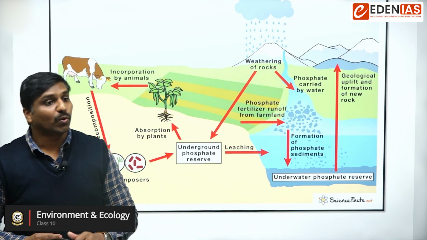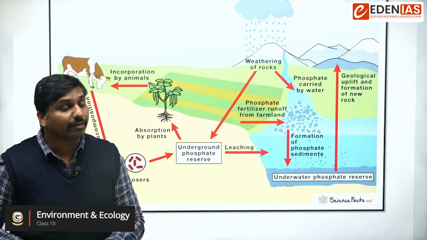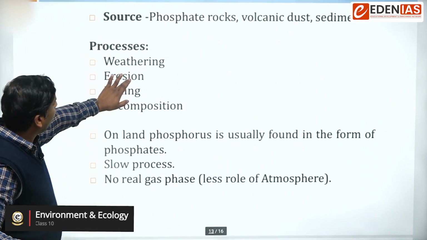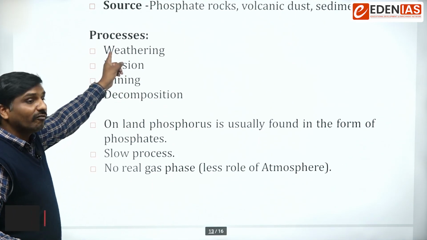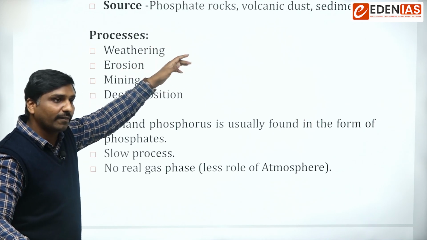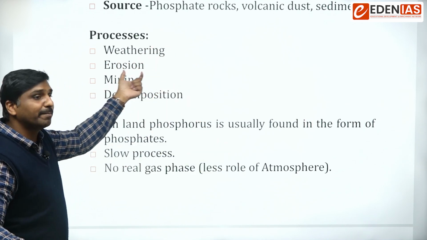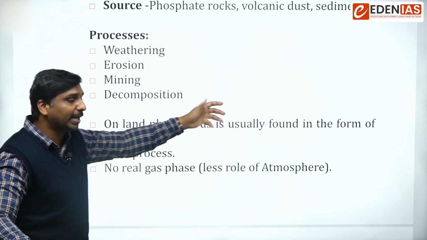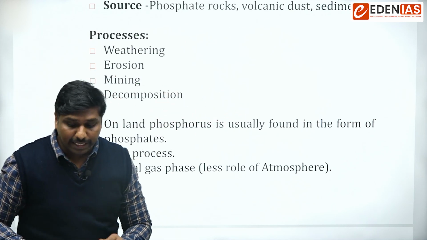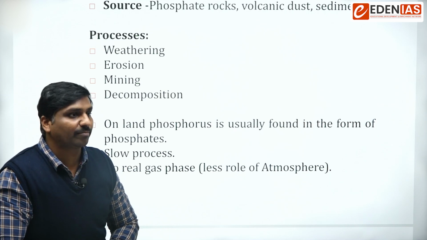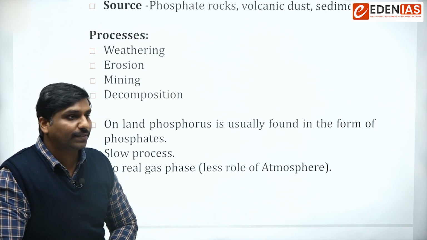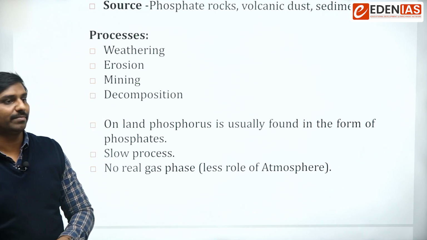Okay, so what are the important processes that are involved in the phosphate cycle? You have to remember all these processes. One is weathering of the rocks, another is the erosion process, then mining, decomposition, and leaching. So these are some of the important processes that are involved in the phosphorus cycle.